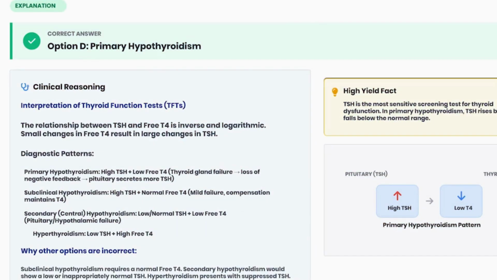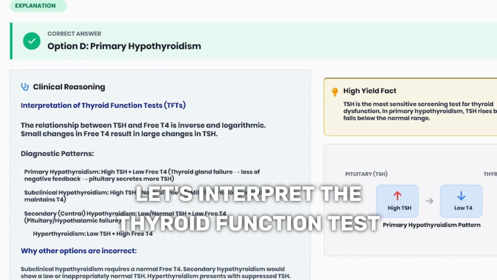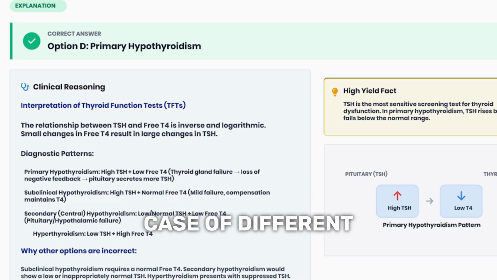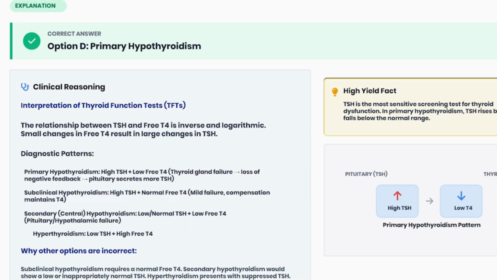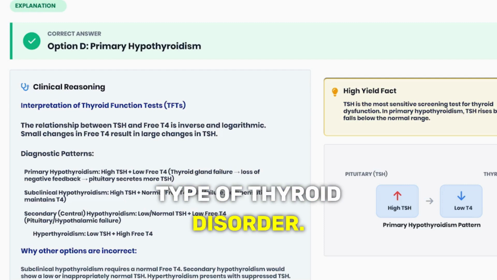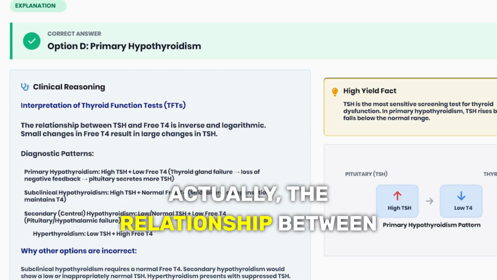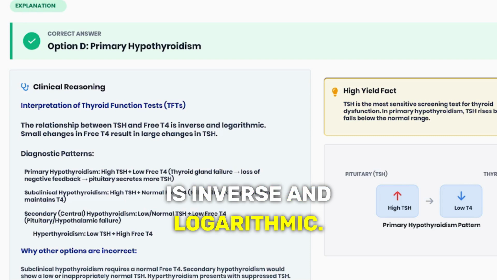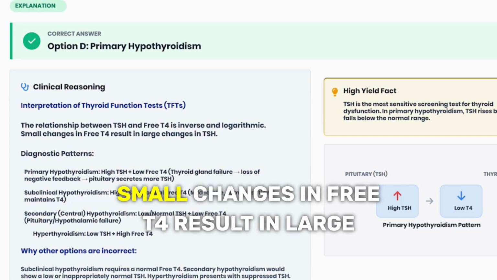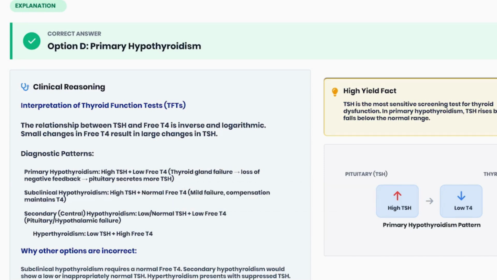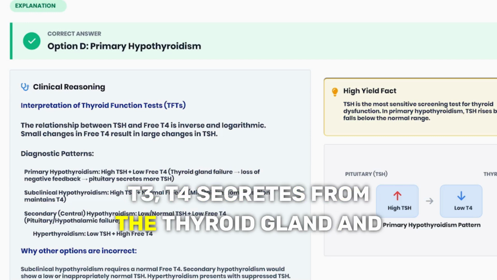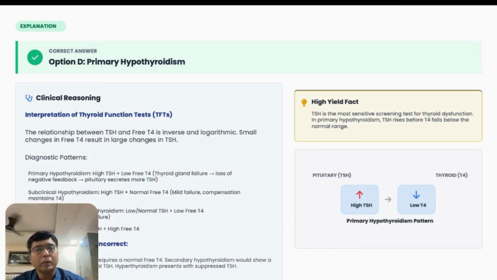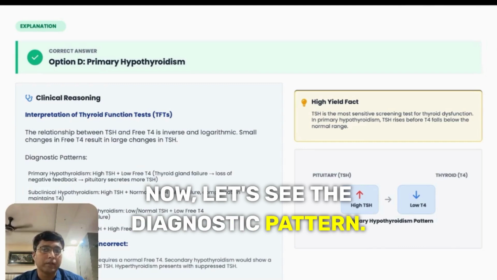So let's interpret the thyroid function test in case of different types of thyroid disorder. Actually, the relationship between the TSH and the free T4 is inverse and logarithmic, meaning small changes in free T4 result in large changes in TSH. As you all know, T3 and T4 are secreted from the thyroid gland and TSH from the pituitary gland. Now let's see the diagnostic pattern.